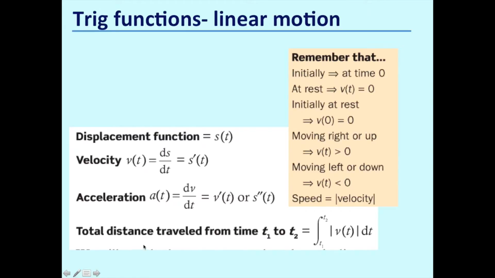And also recognizing that the total distance travelled between two time periods can be found using the integral of the modulus of the velocity. And the conventions: if the object is at rest, the velocity is 0. If it's moving up or right, it's greater than 0. And if it's left or down, it would be negative.